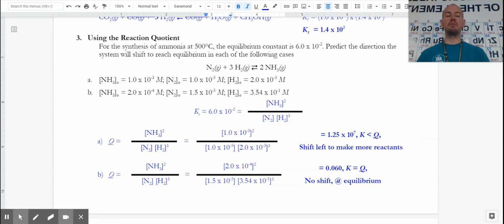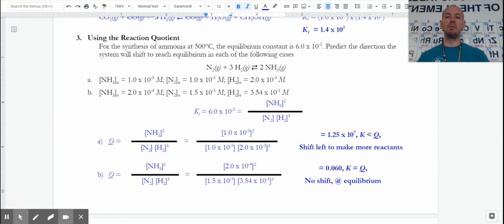So in doing that, we shift left, which makes more reactants, meaning that our ammonia will be consumed and our nitrogen and hydrogen will be produced. Those will go up as the other one goes down. Or we could just say shift left, depending if they want mathematical proof, explanation, justification, or both.